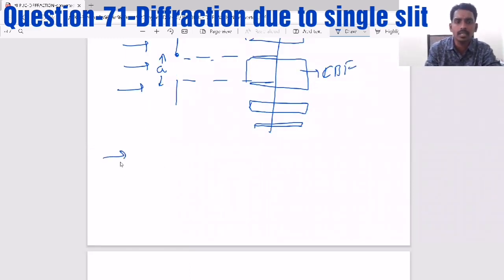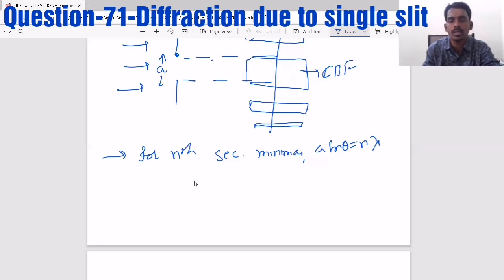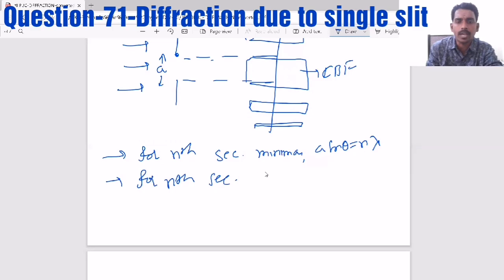Here the condition for the nth dark fringe, which we call the nth secondary minima, becomes a sin theta equal to n lambda, where n starts from 1, 2, 3 and so on, and n equal to 0 is the central one. Now, for the nth secondary maxima, that means bright fringes, a sin theta equal to (2n plus 1) lambda by 2.